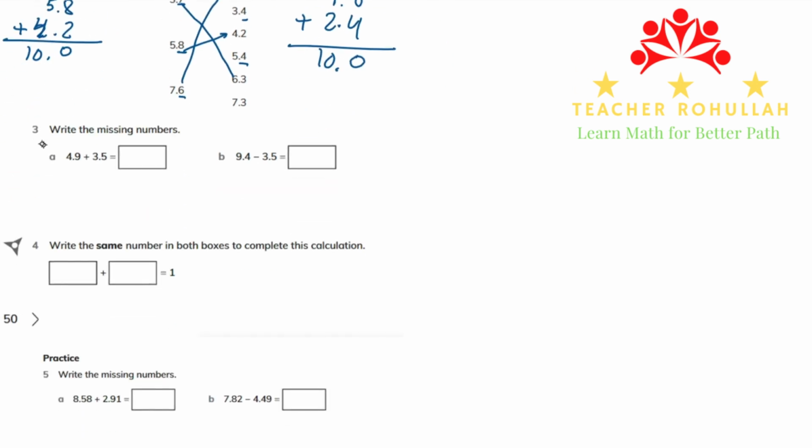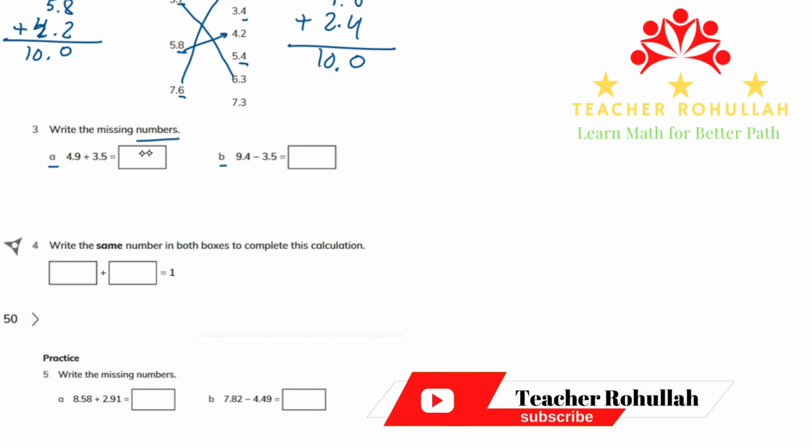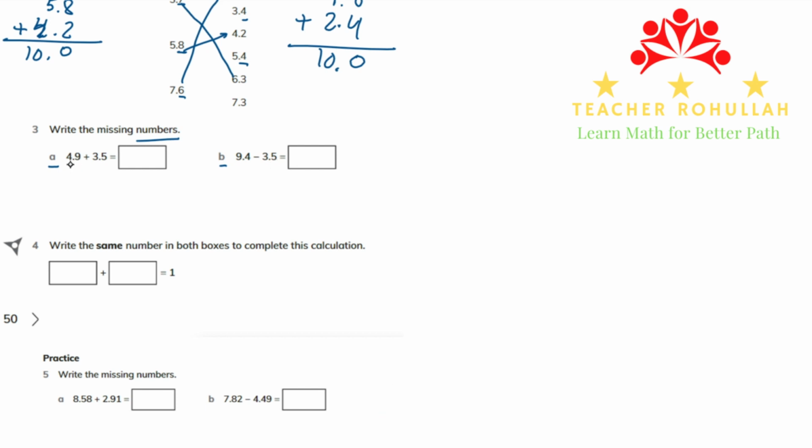In question 3, it says, write the missing numbers. So we have part A and part B in this question. In part A, we have addition of decimals, and in part B, we have subtraction of decimals. We have to add 4.9 and 3.5 to get the answer in part A, and we have to subtract 3.5 from 9.4 to get the answer in part B. So to easily solve, I will use column addition.